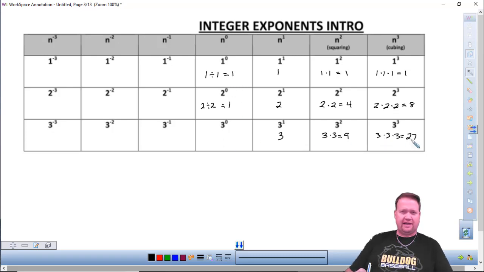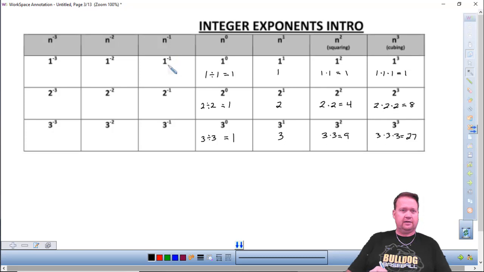Take a look at 27. This was my answer for this problem, and then it was a 9. That's dividing by 3. Then it was a 3. That's dividing by 3 again. And if I work my way backwards, 3 divided by 3 is 1, and we can come up with an assumption: anything to the 0 power is always going to be worth 1.